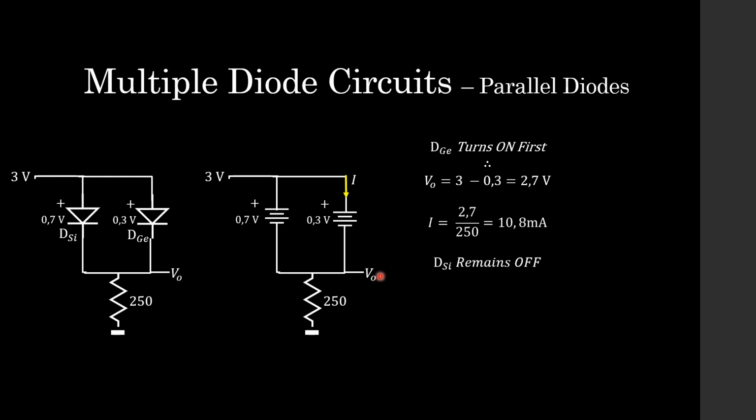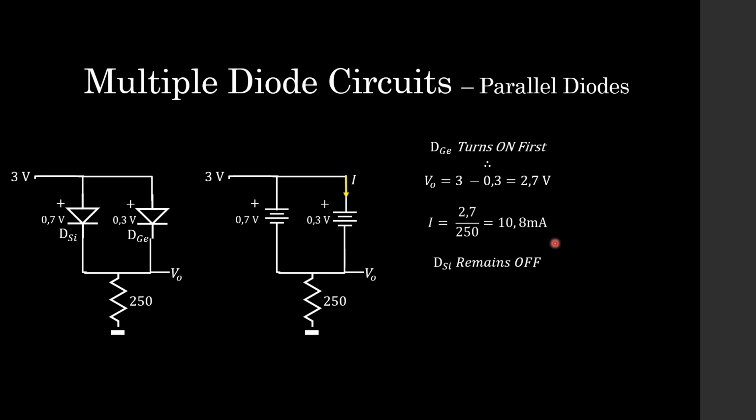then it's easy for us to calculate our output voltage over here. So simply our output voltage is the 3 volts which is being supplied to the circuit minus the 0.3 volts which is our germanium diode over there, and that gives us 2.7 volts that ends up over here as our output voltage. Because we have a resistor in the circuit, we know that it's going to draw some current I, and to calculate that current I, we simply take our output voltage, 2.7 volts, divided by that resistor 250 ohms to end up at 10.8 milliamps.